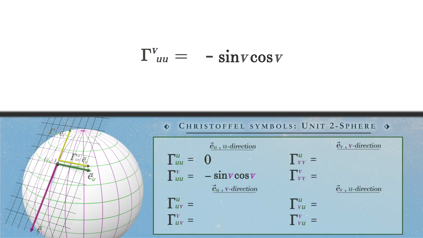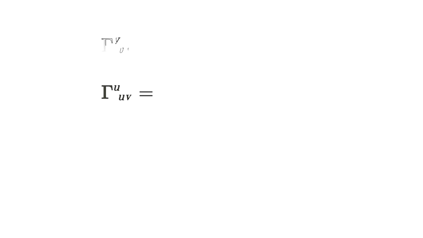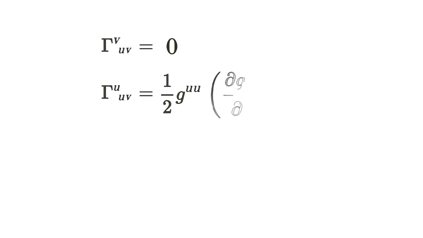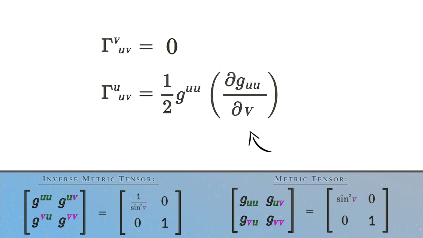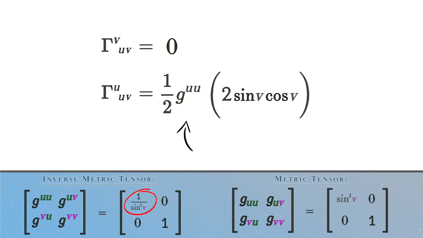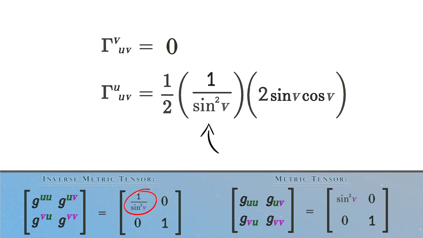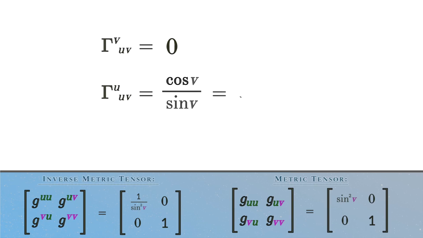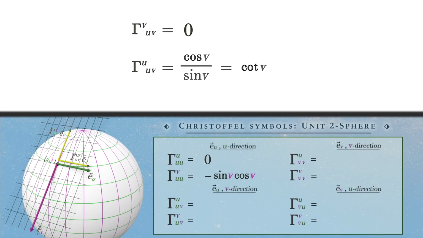Now, by repeating all these steps for gamma^u_uv and gamma^v_uv, which detail the change of the e_u basis vector in the v direction, we'll find gamma^v_uv is 0, while gamma^u_uv reduces to this following expression. dG_uu/dv is again 2 sine v cosine v, while G^uu is 1 over sine squared v. So this expression reduces to the cotangent v. We thus have our third and fourth Christoffel symbols.